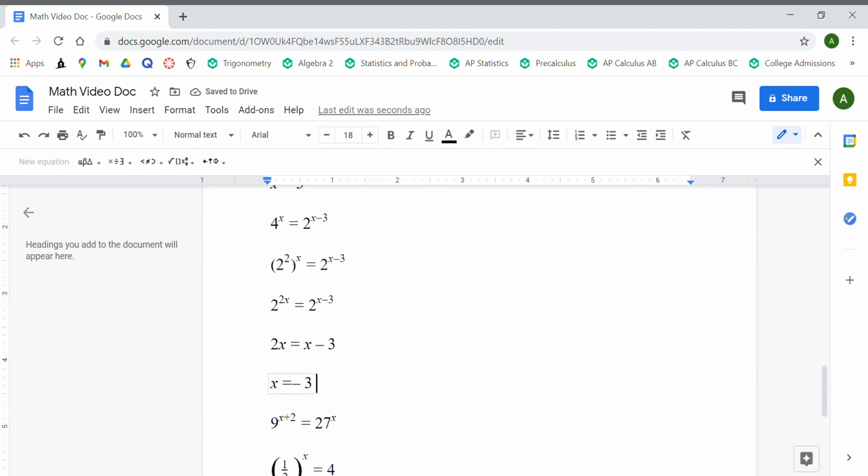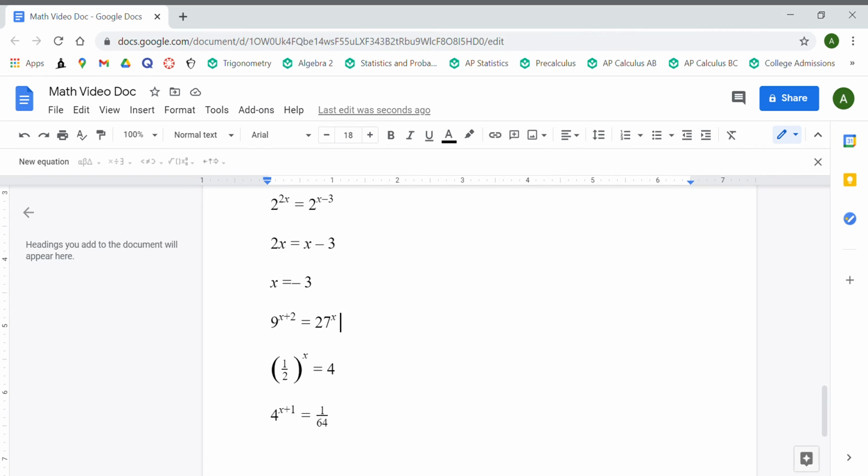That's how it works. Why don't you try this one? This one is a little bit trickier than the others because for this one, you have to rewrite the base on both sides. Okay? So go on, try it out. Pause the video, work it out, come back once you're finished.